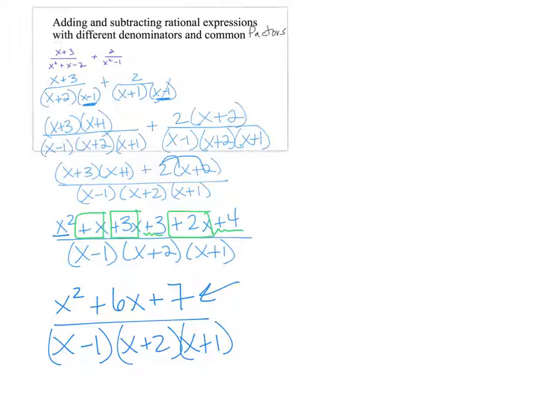Here I have a trinomial. If I can factor that, I might be able to cancel out some things. So I'm looking at two numbers that when multiplied together give me 7, but when added together give me 6. And you can see that there isn't anything that I can do that's going to make that factorable. So this isn't a perfect square trinomial. There's nothing I can do with that. So my answer stays as x squared plus 6x plus 7 over x minus 1, x plus 2, x plus 1. And then I have to figure out my domain.